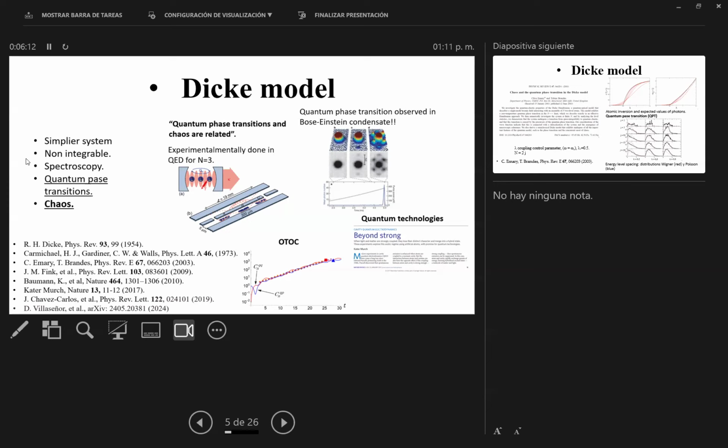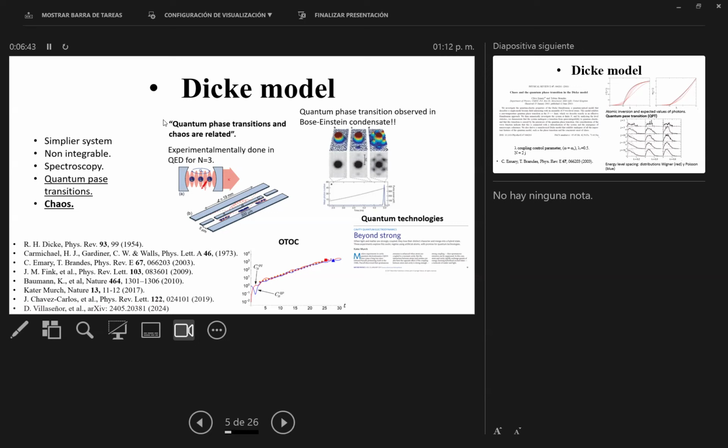The system is not integrable. I mean that it's important because we can split in the Hilbert space sense. It was studied by its spectroscopy properties. And something that is important for us in this kind of studies is the quantum phase transition feature, and also the chaos properties. They are relevant for us because we explored basically this behavior a lot in many papers.